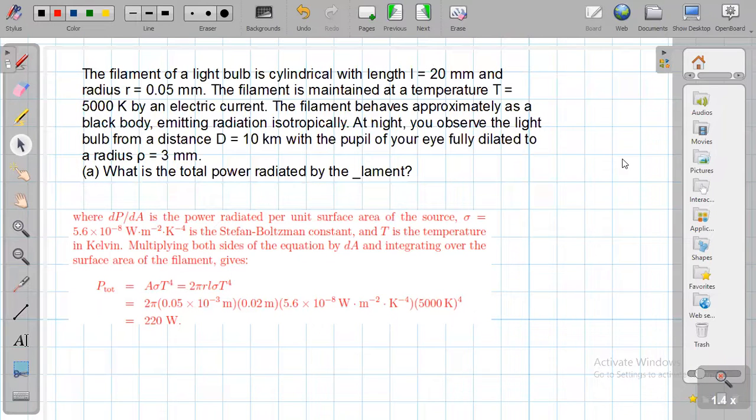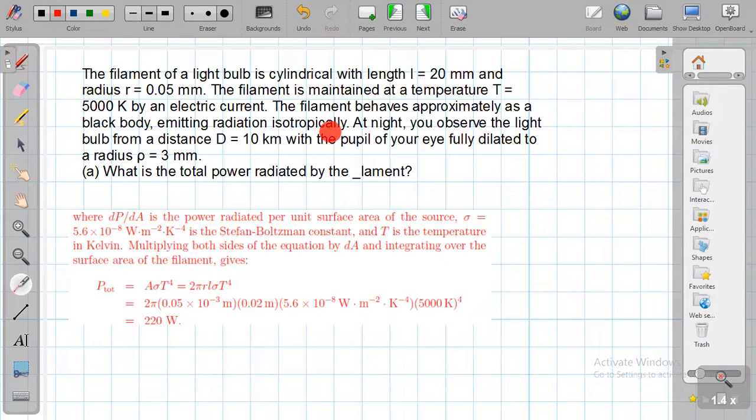The question is here: a filament of a light bulb is cylindrical with a length of 20 millimeter and a radius of 0.05 millimeter. The filament is maintained at a temperature of 5000 Kelvin by electric current. The filament behaves approximately as a blackbody.